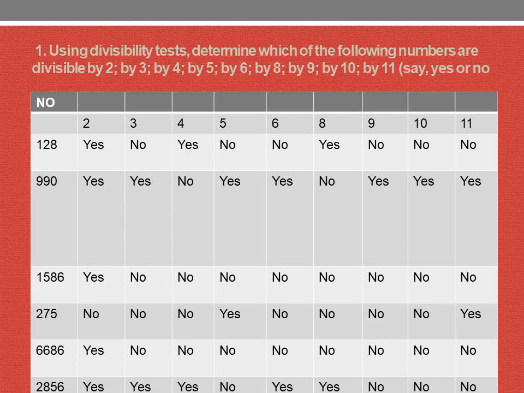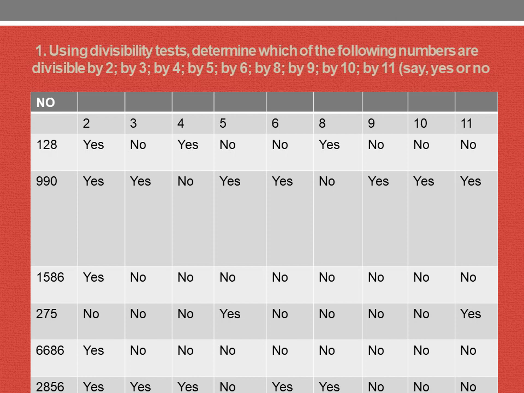6, because it is not divisible by both 2 and 3, it is not divisible by 6. Then for 8, all the last 3 digits should be divisible by 8. It is not divisible by 8, according to the divisibility rule. By 9 also it is not divisible, and by 10 also it is not divisible, because the last digit is not 0. For 11, if you are taking the number 275, you have to add the digits.